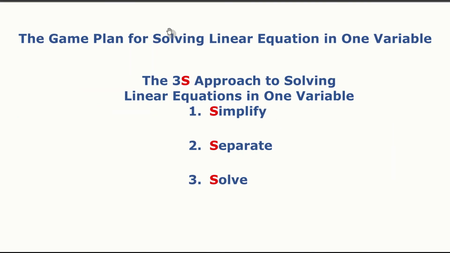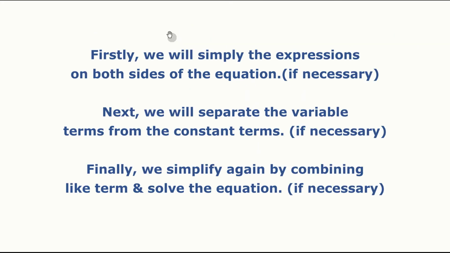All right, our game plan for solving linear equations in one variable is what we call the 3S approach. We're going to simplify, separate, and solve. As simple as that. So first, we'll simplify the expressions on both sides of the equation. Notice it says if necessary, because sometimes they're already simple. Next, we'll go ahead and separate the variable terms from the constant terms. Again, if necessary. Sometimes the equations are really simple and that's already taken care of too. And finally, we simplify again by combining like terms and solving the equations. And again, if necessary.